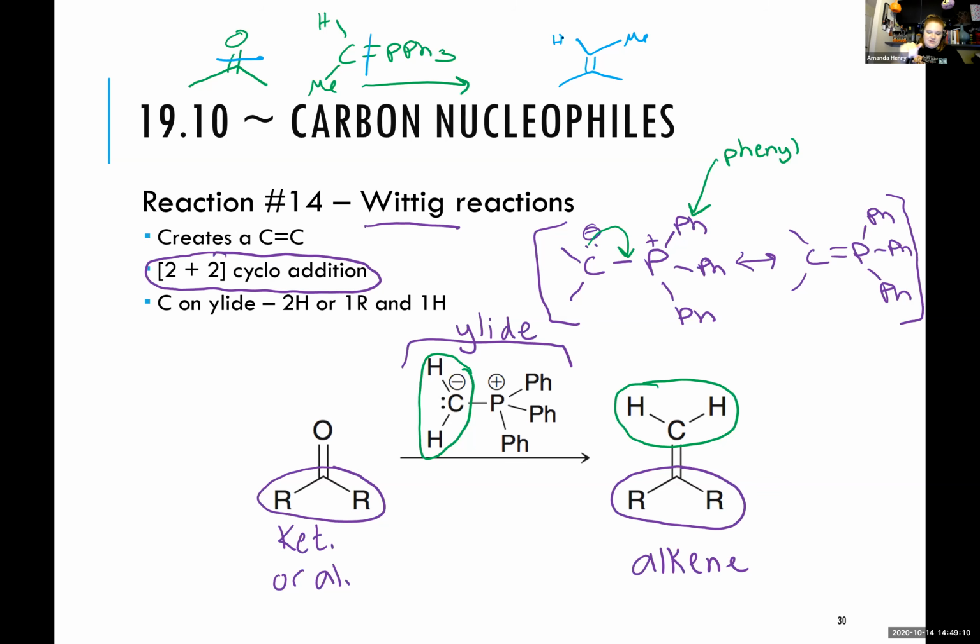A little bit about limitations. The carbon on the ylide can only be monosubstituted, or have no substituents. So it can either have two hydrogens like the one in the example down here, or it can have one R group and one hydrogen like the one I drew up at the top. It can't have two R groups attached to it though. Couple reasons. One is sterics, there's just too much in the way. And then the other one, because that is a carbanion, it's going to be more stable when it has less substituents.